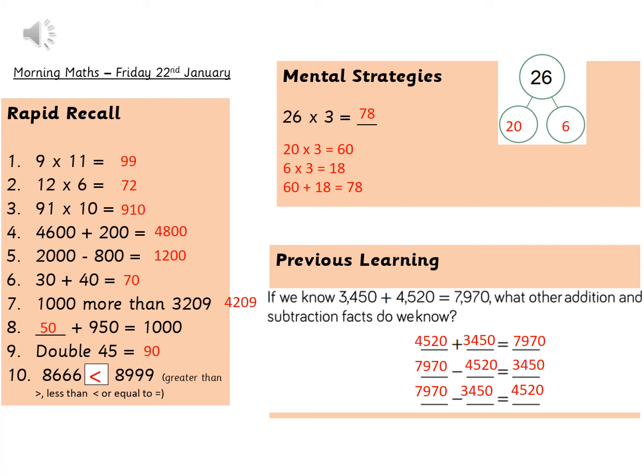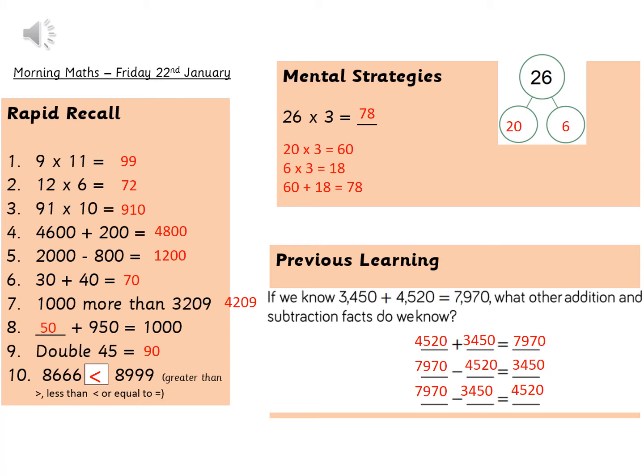Double 45 is 90. And 8,666 is less than 8,999. In terms of mental strategies, to calculate 26 times 3, we can partition 26 into two numbers, 20 and 6. We can multiply them by 3 separately and then add the answers together at the end. So 20 multiplied by 3 is 60 and 6 multiplied by 3 is 18. 60 add 18 is 78. So our answer to 26 times 3 is 78.